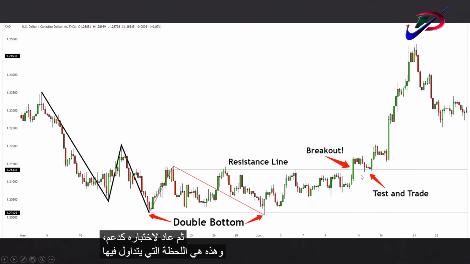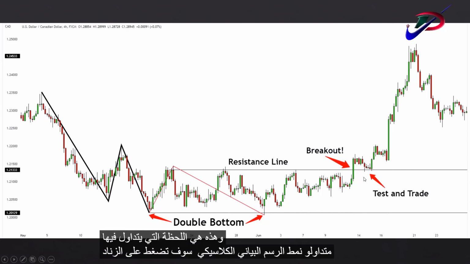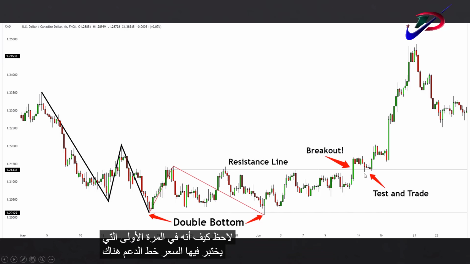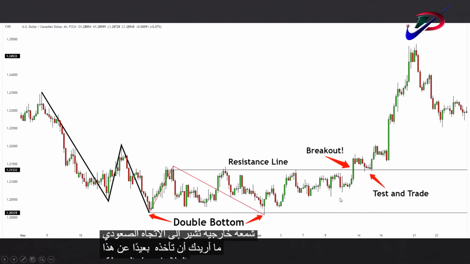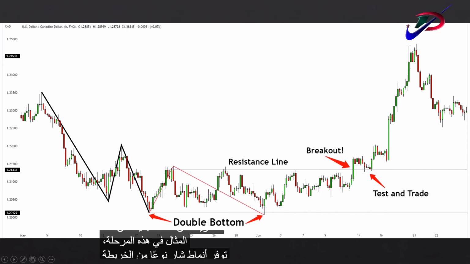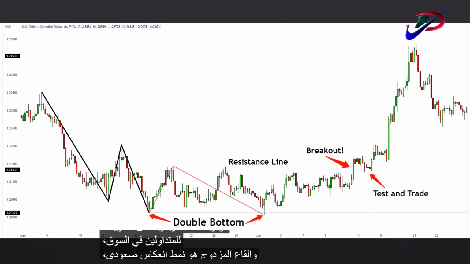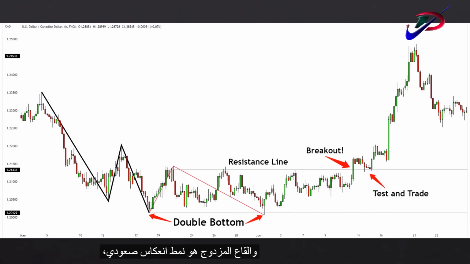This is the moment where classic chart pattern traders will pull the trigger. Notice how the first time that price tests the support line, there's a larger lower shadow indicating the presence of some buyers. Right after that, we see 3 consecutive inside candles, and finally, an outside candle pointing to the upside. What I want you to take away from this example at this point is that chart patterns provide some sort of map to traders in the market.